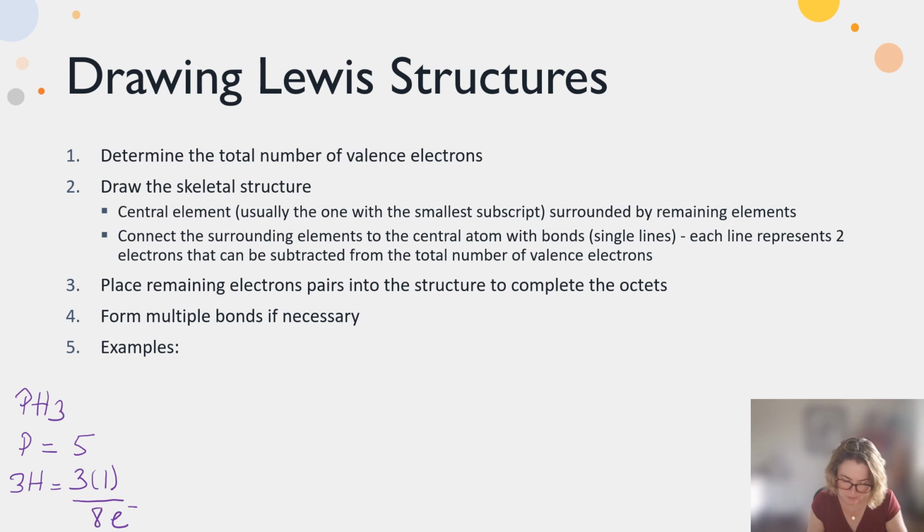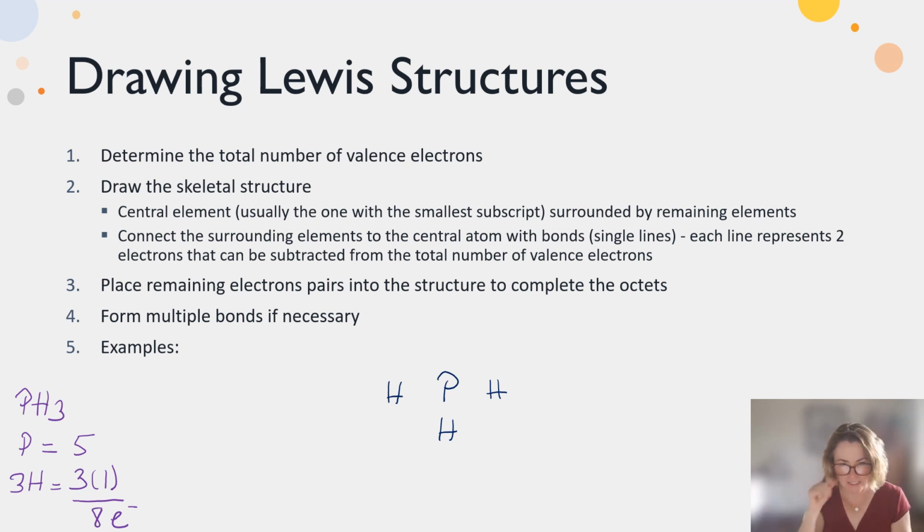Okay. Now the next thing I have to do is figure out who my central atom is. I only have one phosphorus, so he is going to go in the middle. And then I'm going to surround my phosphorus with hydrogen. I jumped the gun there. There we go. All right.